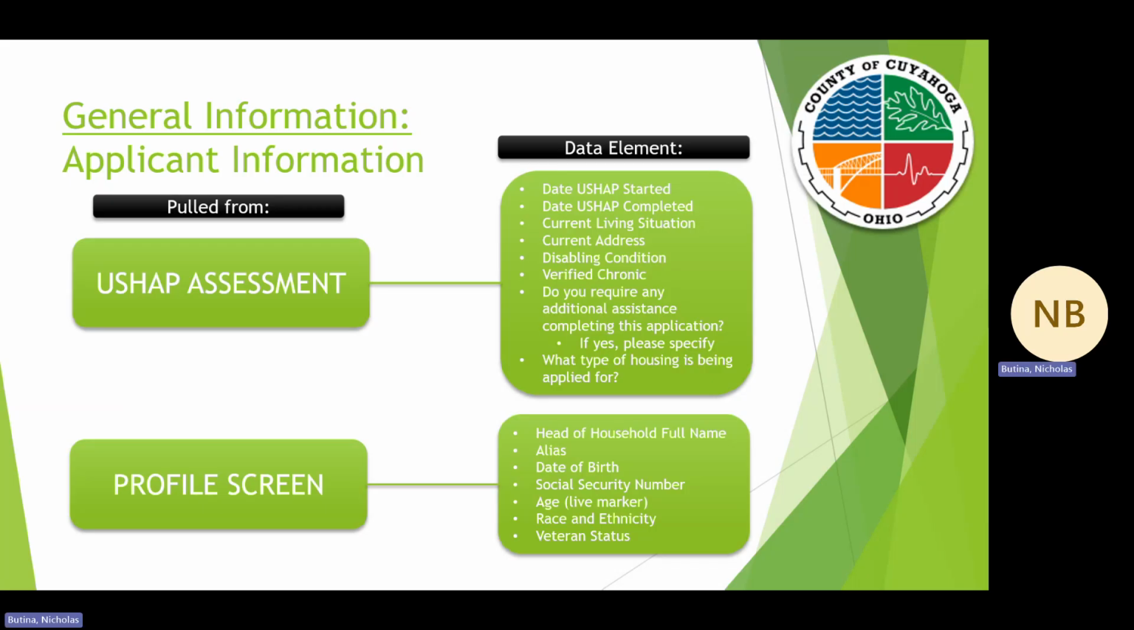The profile screen of the individual's HMIS record also needs to be accurately recorded. The elements necessary for the USHAP are the head of household's first name, any alias they used to use or go by now, their date of birth, social security number, their age, which is a live marker. That just means that the date of birth is subtracted from the current date to get the age. It's not something that is entered manually. Their race and ethnicity, and their veteran status.